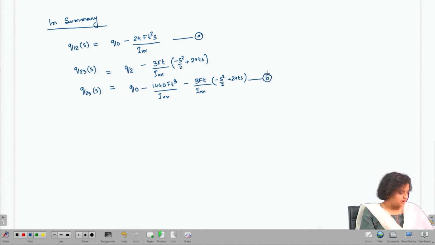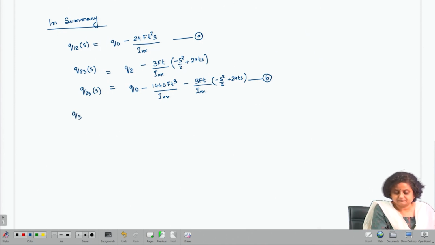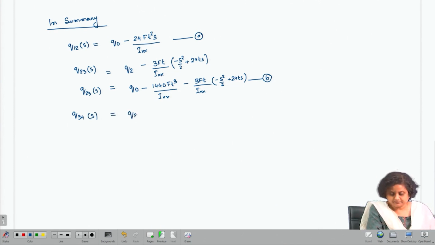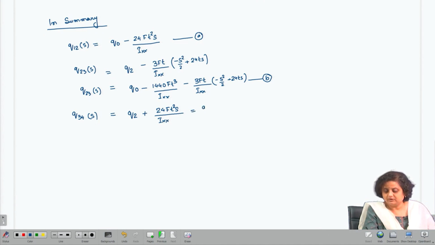Now we have found out the equation for 3-4. So the equation for 3-4 is Q34S, which is again going to be equal to Q2 plus 24, which is equal to Q0.